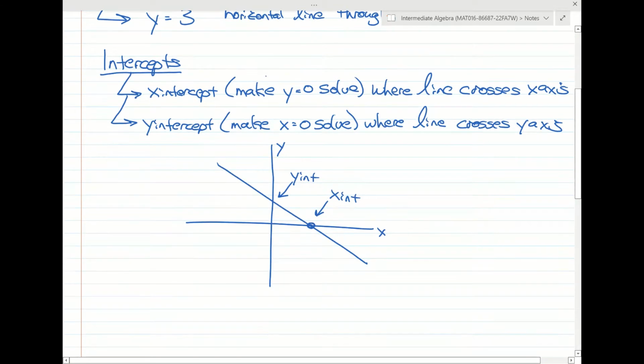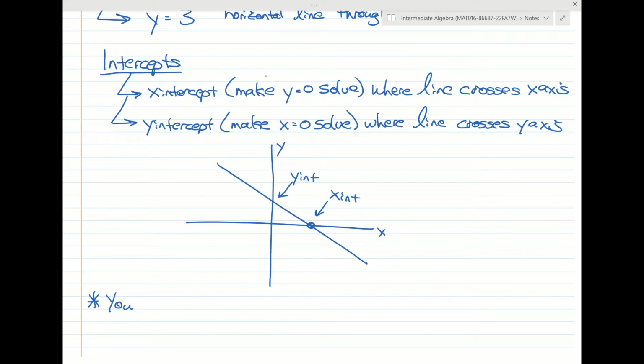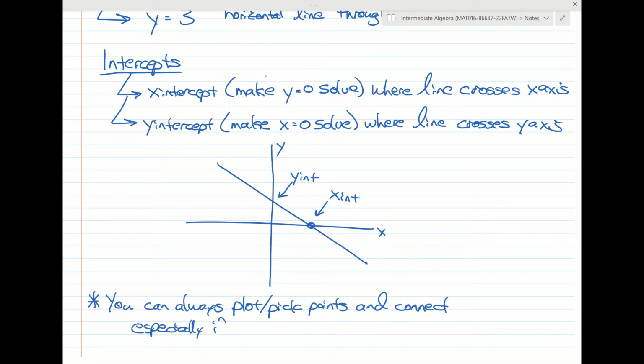One thing we could always do, if you remember from our last class, is we made a table and we plotted points. So let's write this under here as a disclaimer. You could always plot or pick points and connect, especially if the origin is an intercept.